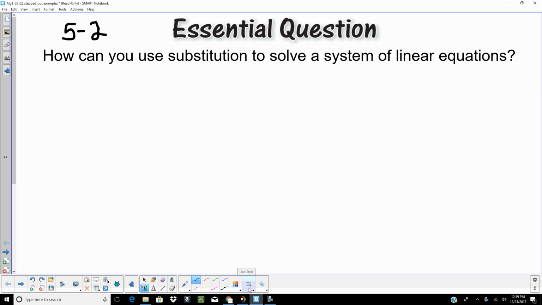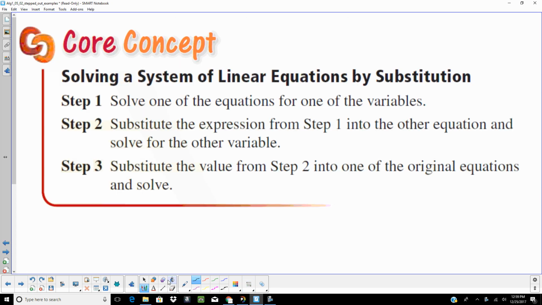Hello, today we are doing chapter 5, section 2. Our essential question is, how can you use substitution to solve a system of linear equations?